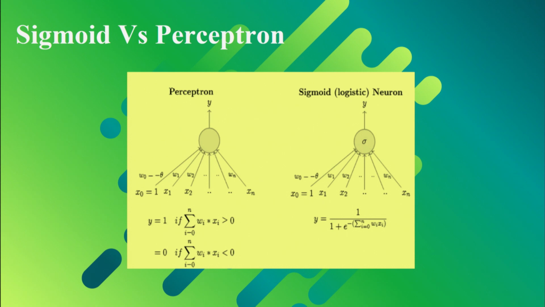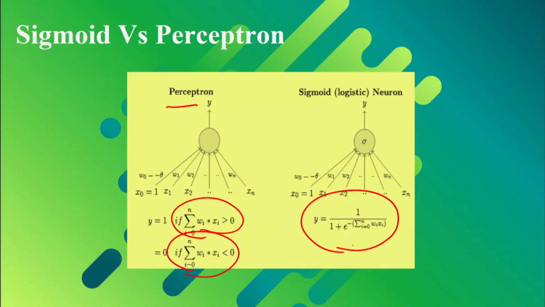From this figure, we understood that in the case of a perceptron, the value will be 1 if the sigma of weights associated with the input parameters is greater than 0, and it will be 0 if the weights multiplied with the input parameters sum to less than 0. In the case of a sigmoid function, we just calculate using a mathematical formula: 1 by 1 plus e power minus sigma of wi xi. There comes the actual usage of the sigmoid.